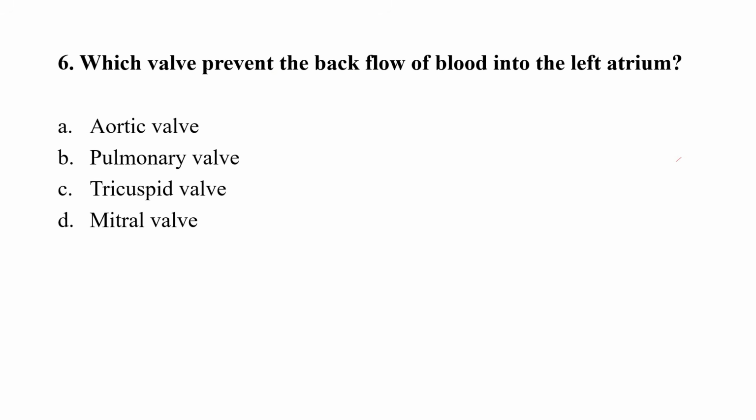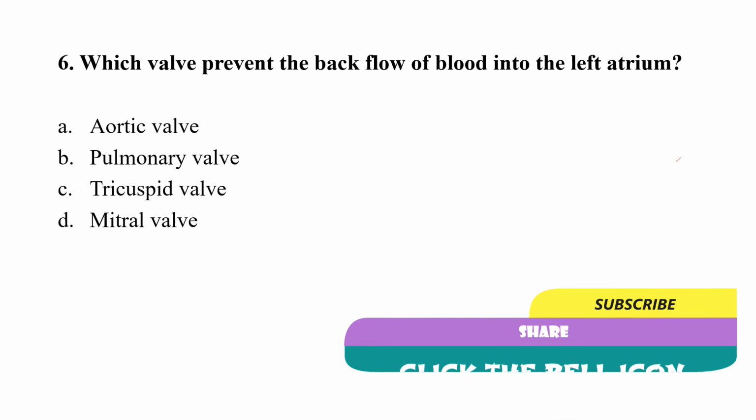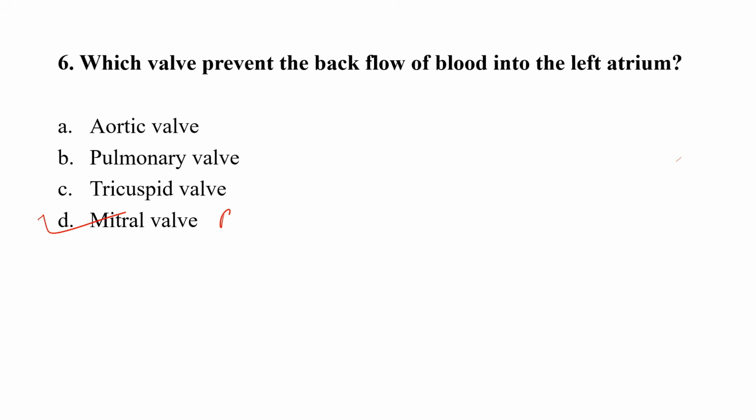Question number 6. Which valve prevents the backflow of blood into the left atrium? Option A, aortic valve. Option B, pulmonary valve. Option C, tricuspid valve. Option D, mitral valve. The correct option here is option D, that is mitral valve, also called bicuspid valve.